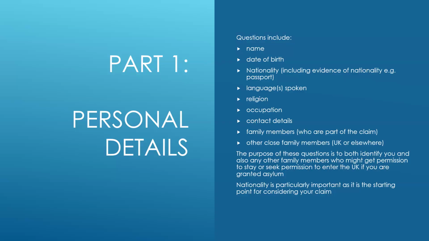Now, nationality is particularly important as it's the starting point for considering your claim. Depending upon your nationality, it is sometimes easier or far harder to get the Home Office to accept that you're from a country where there is a risk of what we call persecution or serious harm. And if you don't have proof of nationality, you'll see later on that in the main asylum interview, there might be a particular type of questions that they ask you to try and identify whether they accept that you are indeed from the country that you're claiming you're from.